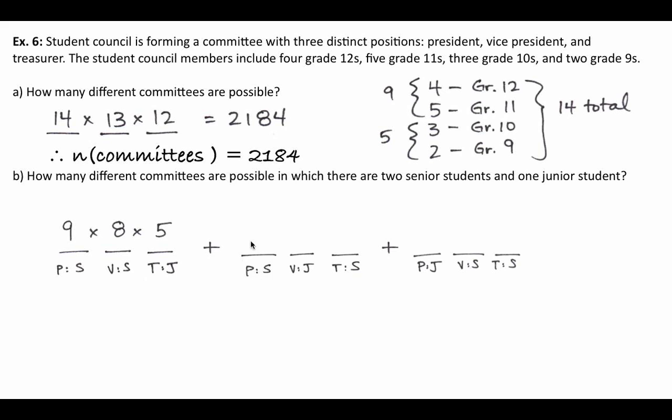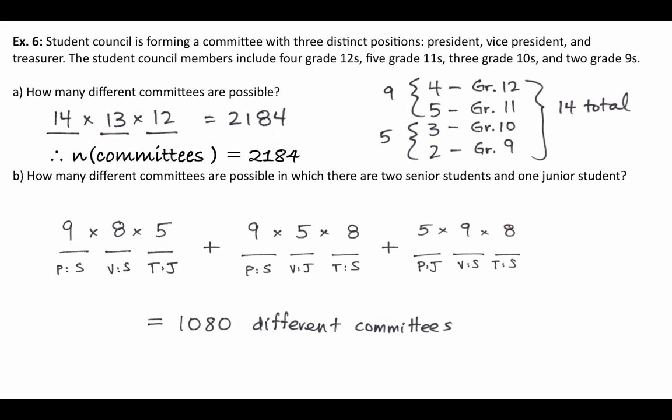Here, again, we're going to start with our restriction first. There's 9 options for the senior president. There's 8 options for the senior treasurer. And then there will be up to 5 for the junior vice president. Again, the same thing here. And so when we multiply these out and then add them, what we get is 1,080 different committees. So again, our restrictions have cut down our unrestricted number of committees.